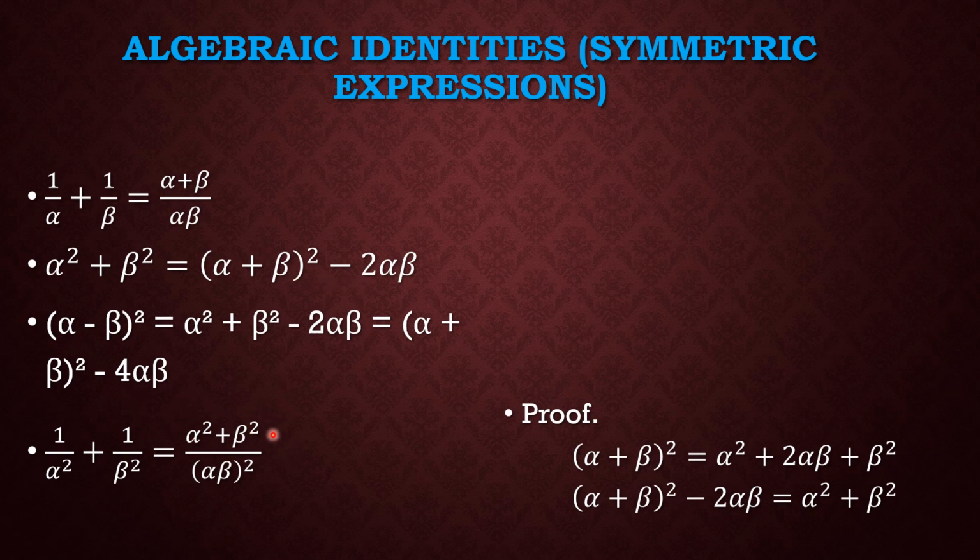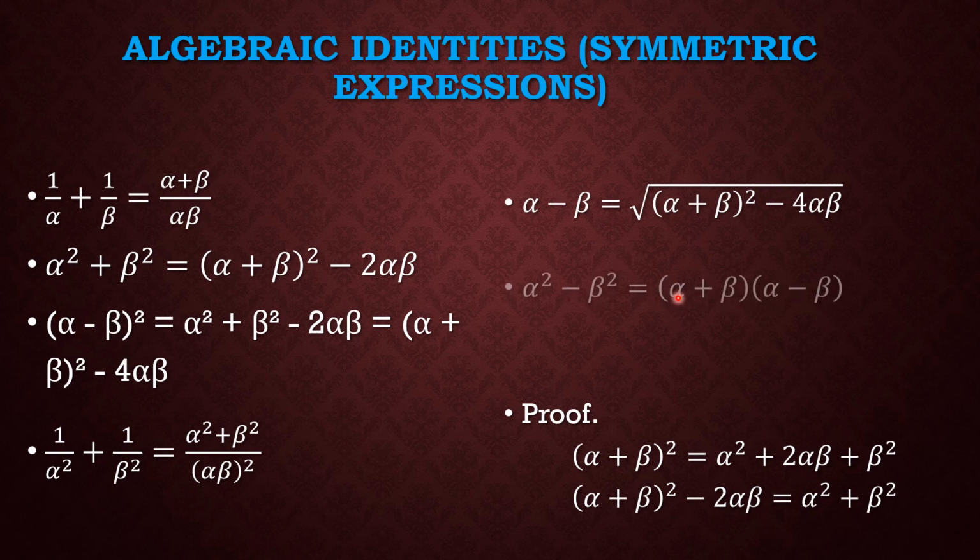So how are we going to get the sum and product? That is what we already have here. So as such, our alpha minus beta will also be the root of (alpha plus beta) all squared minus 4 alpha beta. We got the idea from this section. That is rooting both sides of the equation.